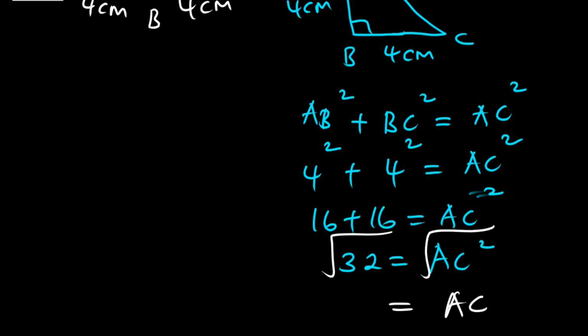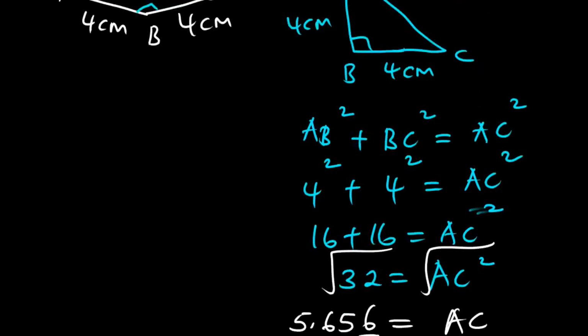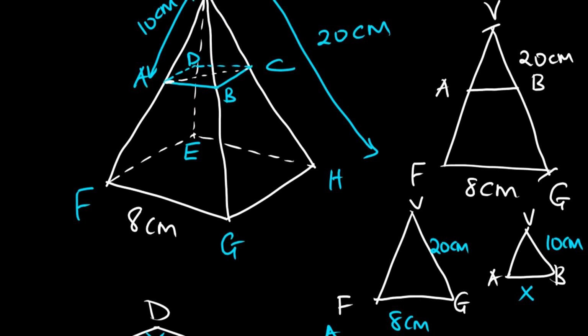The square root of 32 is 5.656. But then we are told to give our answer correct to 2 decimal places. So if we round off this one, AC is going to be 5.66 centimeters. And that is going to be the length AC. Okay, so we are through with that part. Let's move on to the next part of the question.